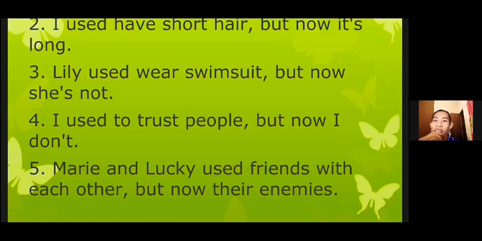Kindly read number three and give me your answer. Lily used wear swimsuit, but now she's not. I think the third sentence is not correct, sir. So what should we do in order to correct the sentence? We need to add the word to in between the words used and wear. Very good, Miss Cortez. So the correct sentence should be, Lily used to wear swimsuit, but now she's not. So we need to place the word to between used and wear. Did you get it?